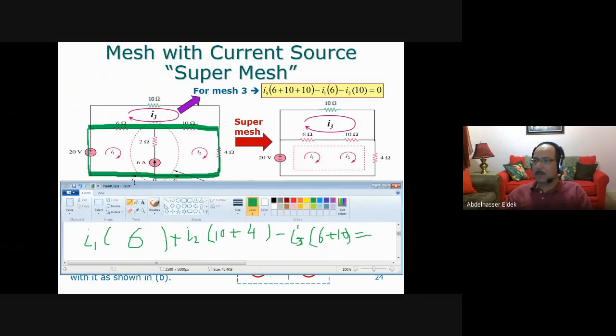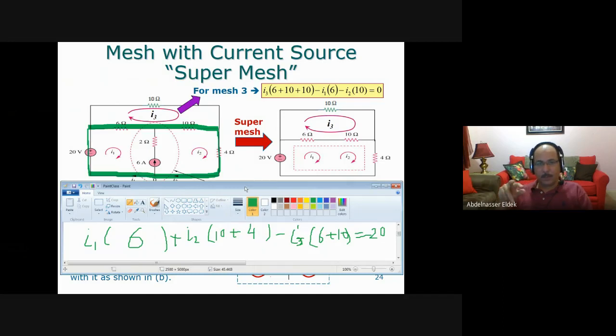Do we have any voltage source in this mesh? Yes, I have the 20 volt, and 20 volt is positive because it is the same direction as the clockwise. That's it. So this is the second equation.